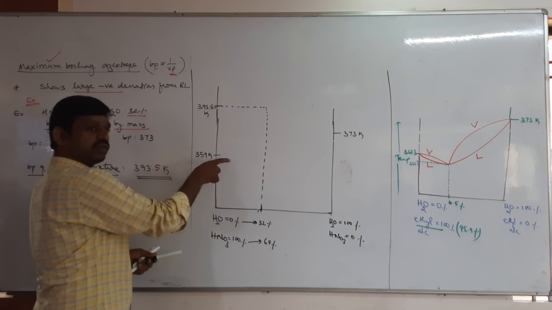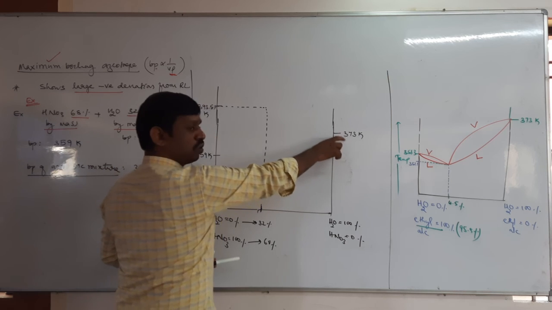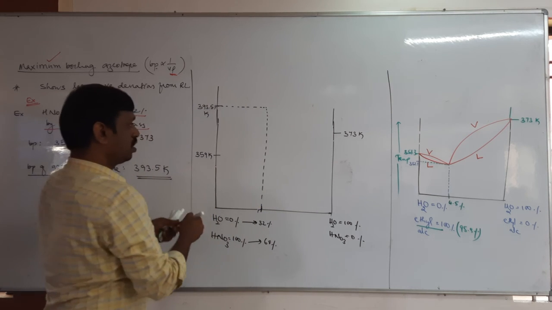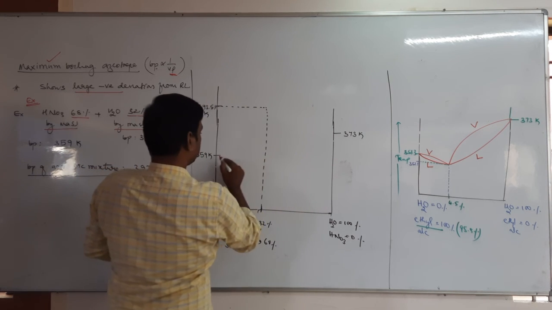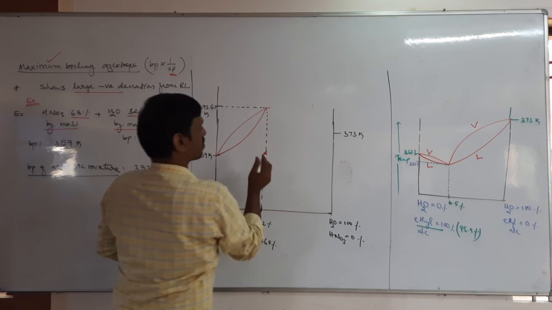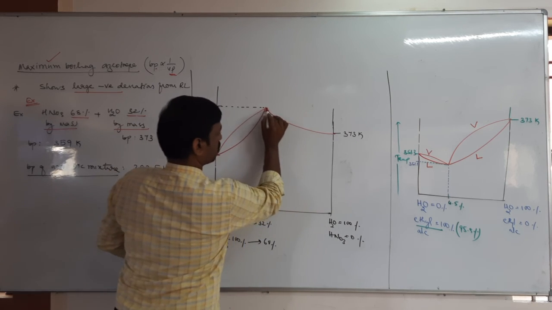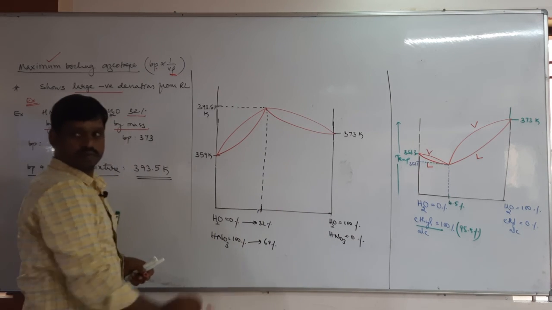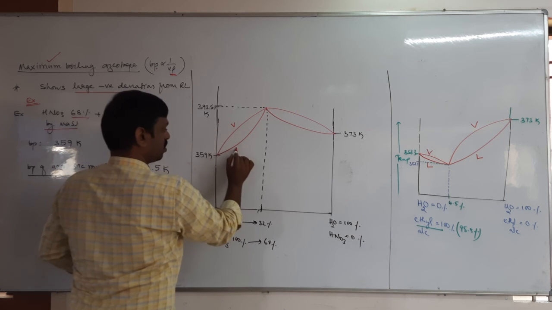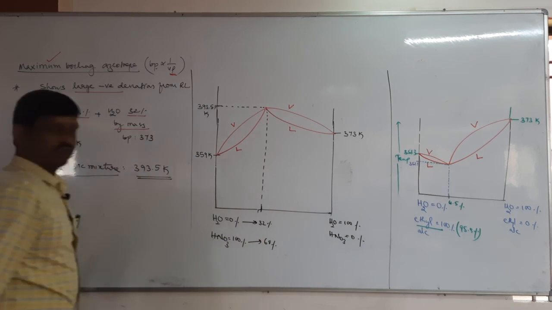Now tell me, it is 359. Does 359 increase or decrease? Increases. Now 373 also increases. It means both the temperatures increase. So here to here is like this. Now here to here also, it is in vapor phase, liquid phase, vapor phase, liquid phase. That's it.